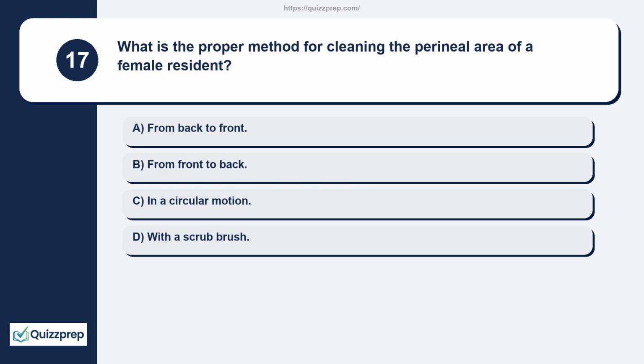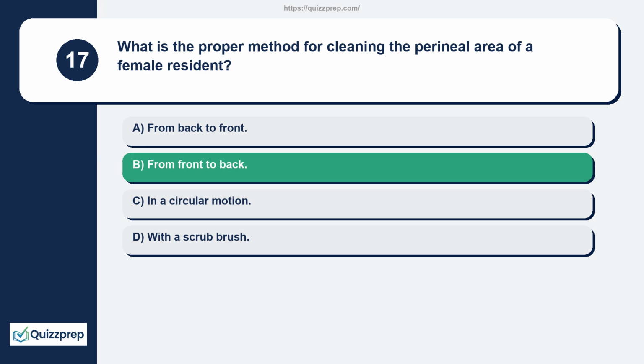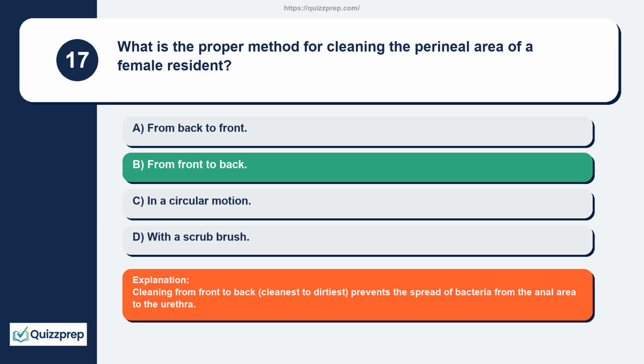Question 17. What is the proper method for cleaning the perineal area of a female resident? From back to front. From front to back. In a circular motion. With a scrub brush. Cleaning from front to back, cleanest to dirtiest, prevents the spread of bacteria from the anal area to the urethra.